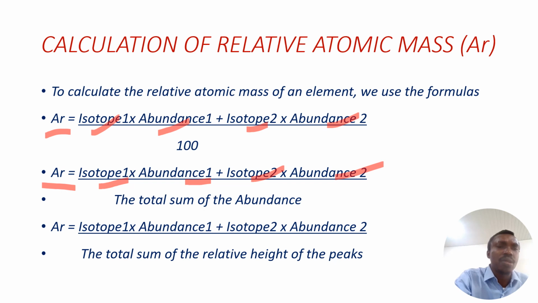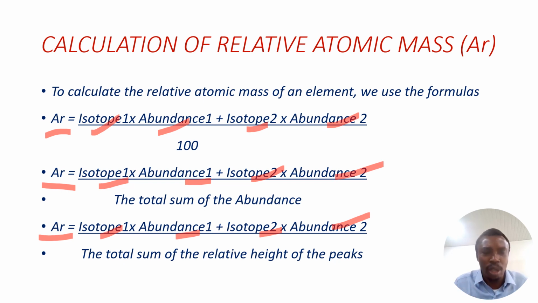Or you can use isotope 1 times abundance 1 plus isotope 2 times abundance 2 divided by the total sum of the relative height of the peaks. So it depends on the mass spectrum. So that is just that. It's as simple as A, B, C. You can have up to 5 isotopes.